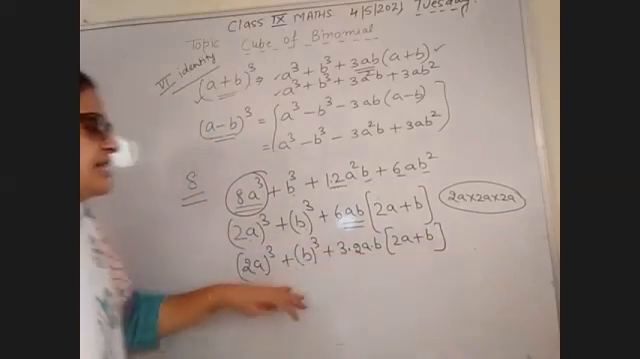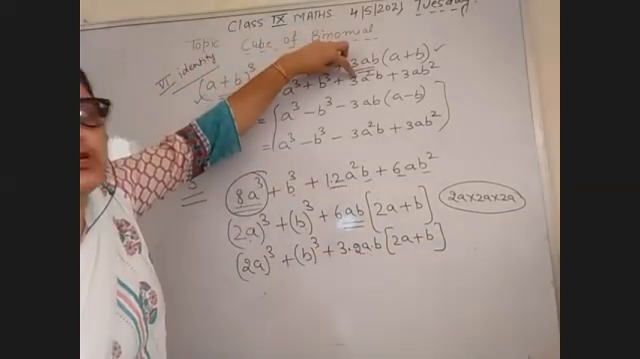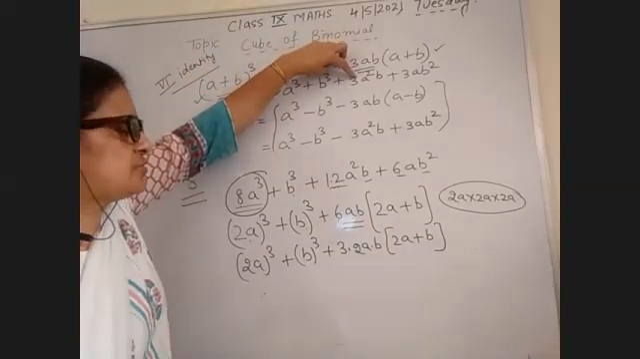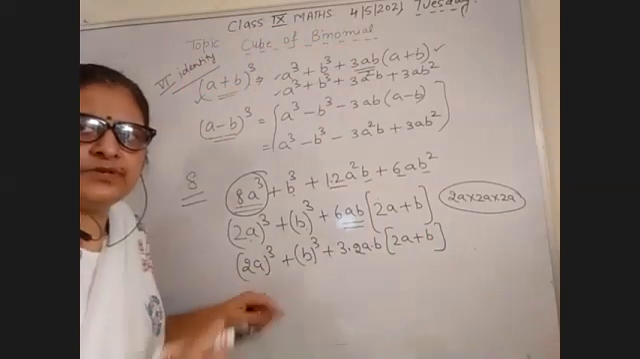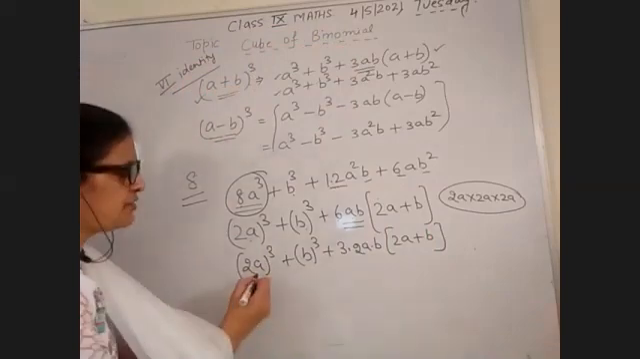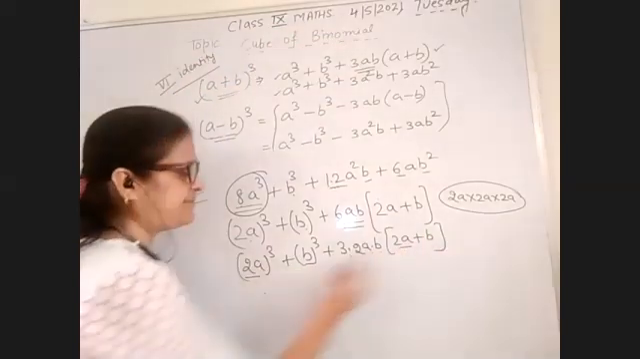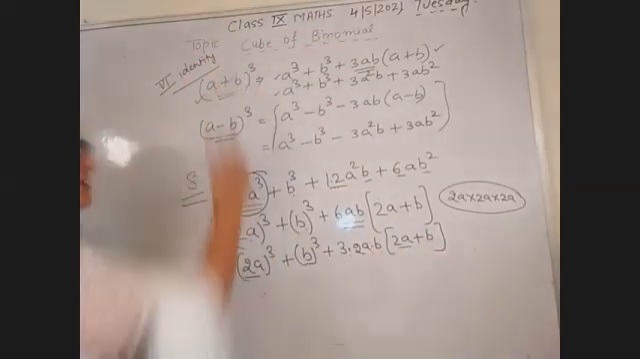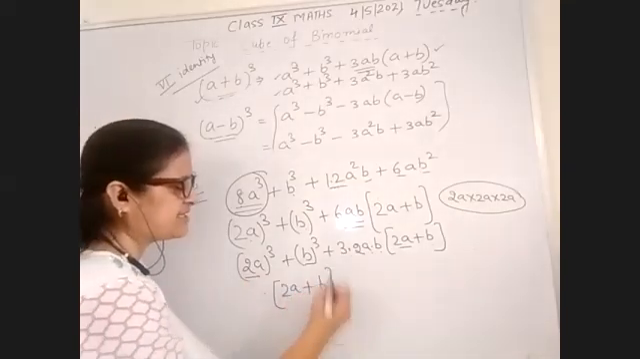Now I changed this question into this form. You can change it into this form also. I will again repeat this question and you can write it this way also to make it easier. So a cube plus b cube plus 3ab bracket a plus b is equal to a plus b whole cube. Your a is given 2a and b is given b cube.